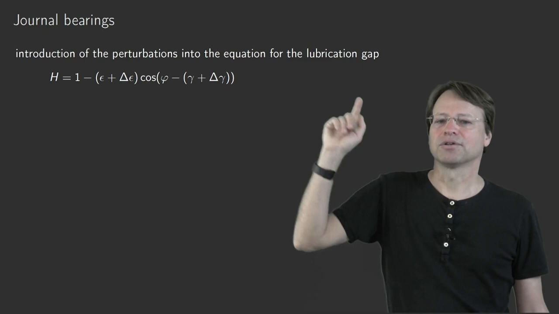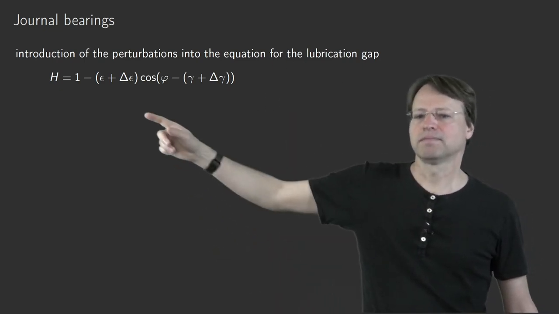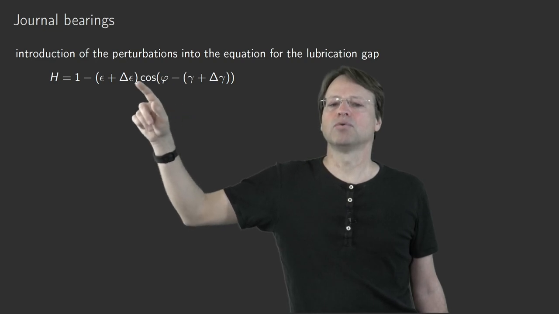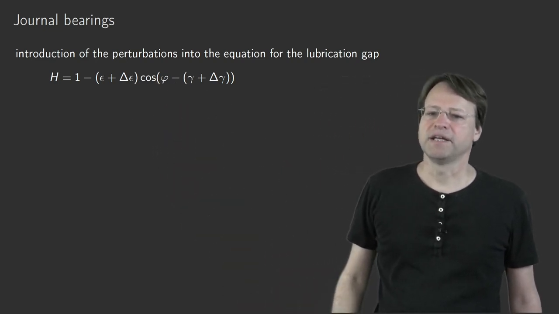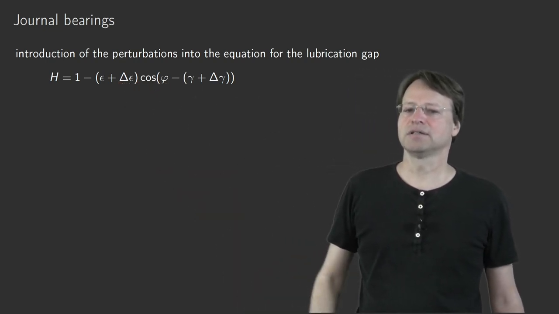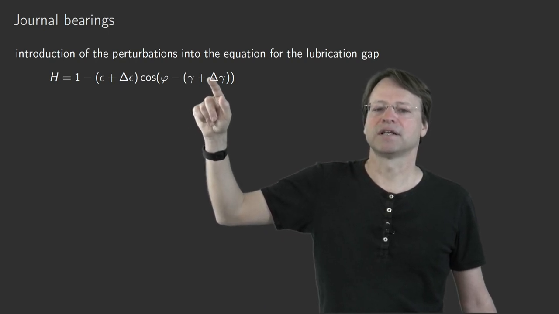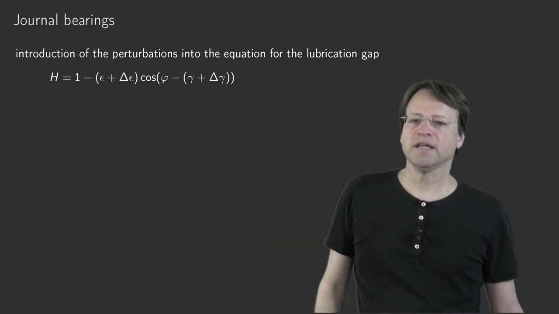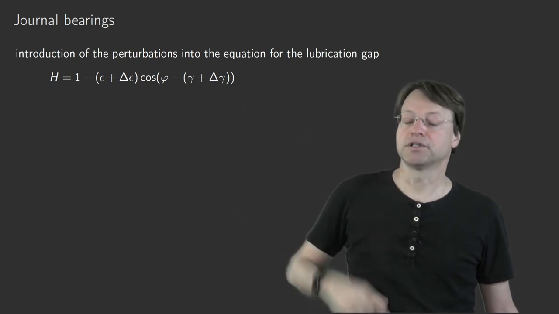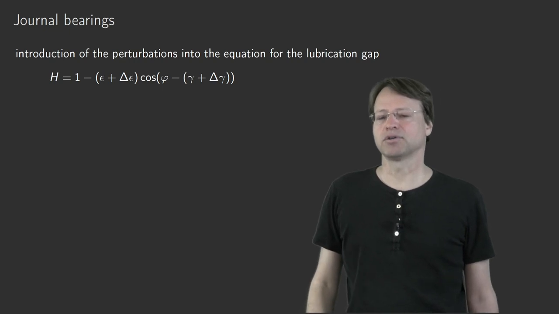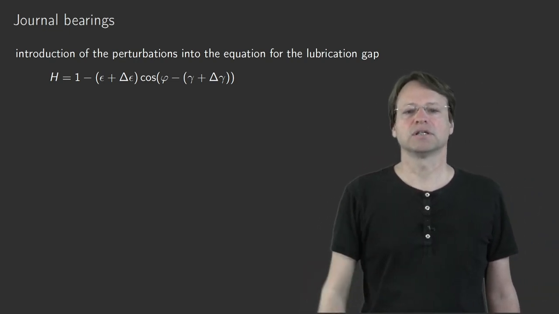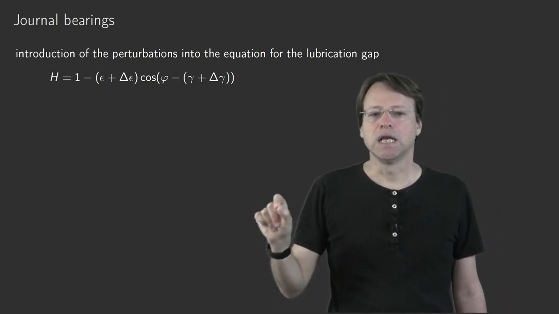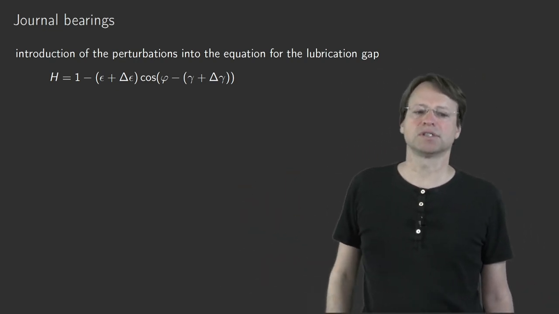So let's start to introduce the perturbation in the equation for the dimensionless lubrication gap here. Recall that H was defined as being 1 minus epsilon cosine phi minus gamma. If we introduce now perturbations instead of epsilon, we write epsilon plus delta epsilon, and we write phi minus gamma plus delta gamma instead of phi minus gamma. Now the task is, of course, to do the computations here and to linearize everything with respect to perturbations. So to neglect second or higher orders in this perturbation and just do a first order perturbation analysis. So the result must be at the very end linear in the perturbations because our stiffness and damping coefficients are linear in these perturbations, our first order Taylor series expansion.